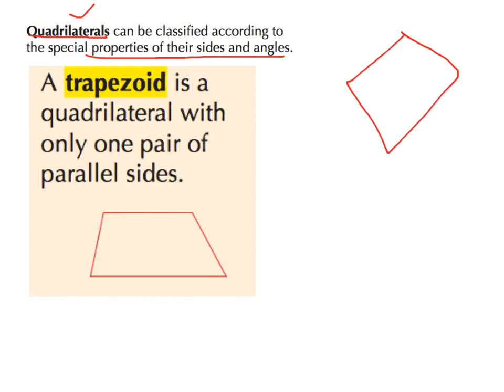Let's look at this. A trapezoid is a quadrilateral with only one pair of parallel sides. So if in a quadrilateral only one pair of sides are parallel, then that quadrilateral is called a trapezoid. So in a trapezoid, you have only one pair of parallel sides.